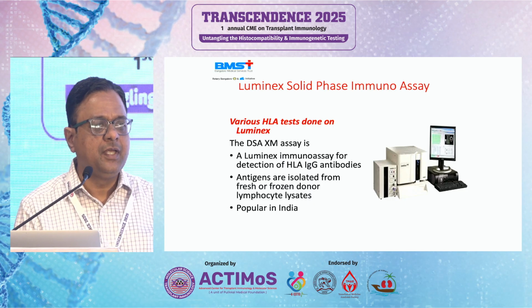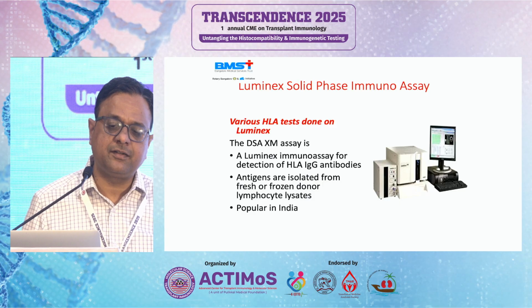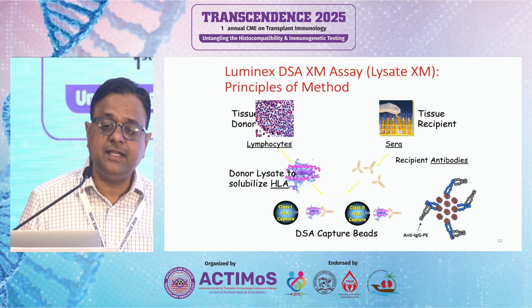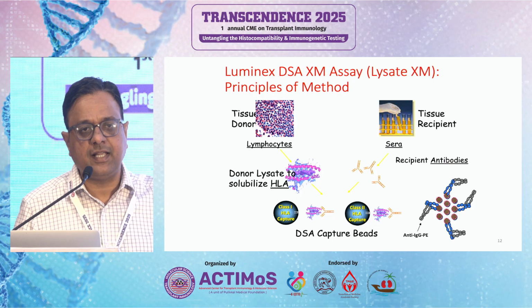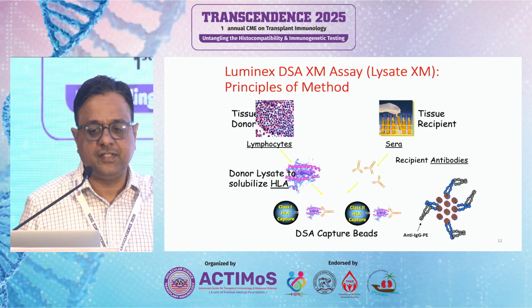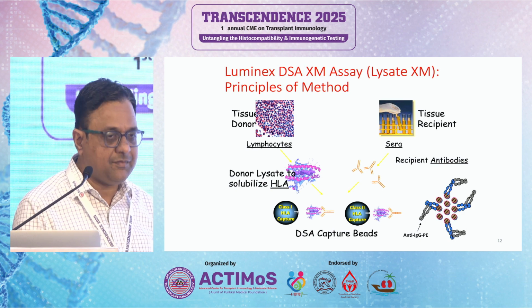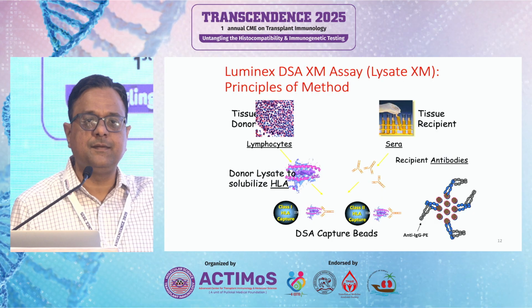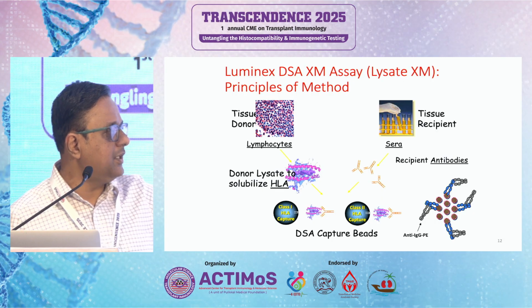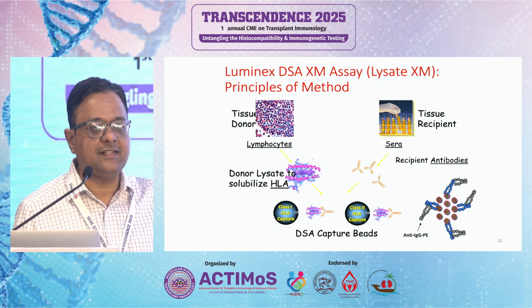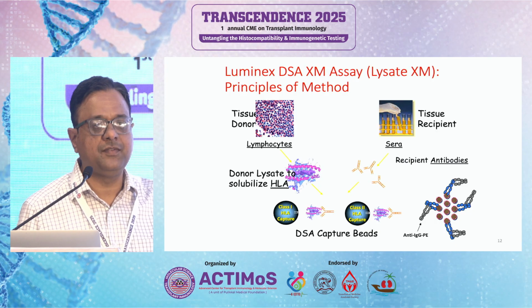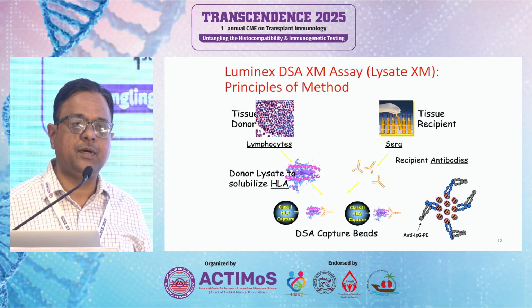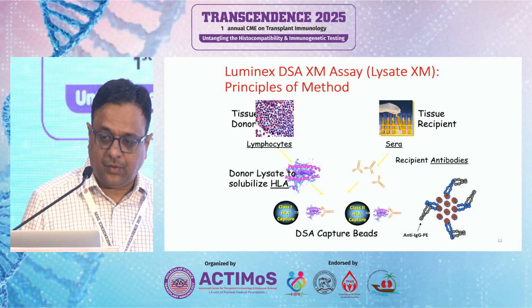The next cross match, which is particularly common in India and other cost and finance resource limited countries, is called the lysate cross match, or we commonly call it DSA cross match. We prepare a lysate from the donor sample and mix it with the patient specimen, and we have beads given by the manufacturer, and the donor lysate will bind to the beads. When we add the antibody, meaning the patient serum, we will come to know whether the cross match is positive or not.